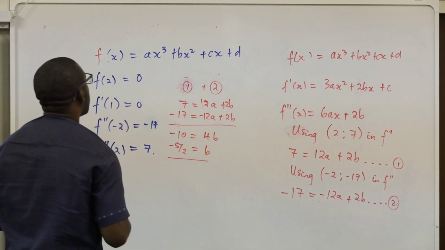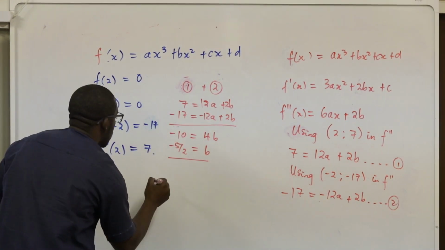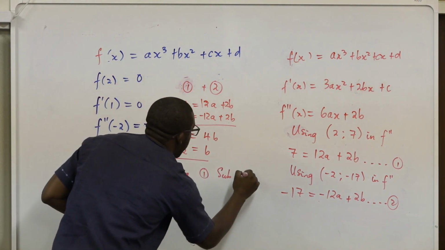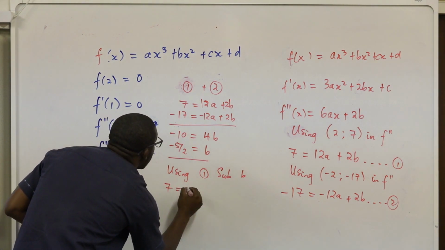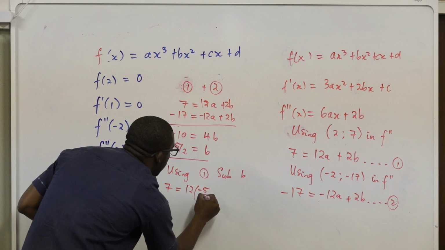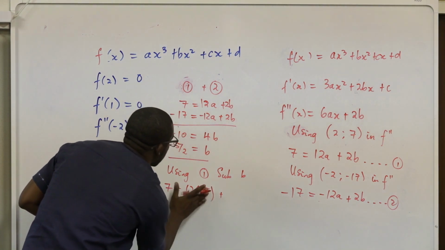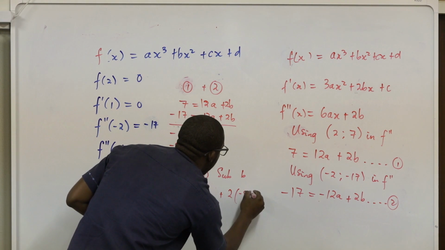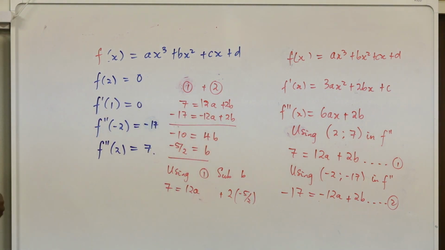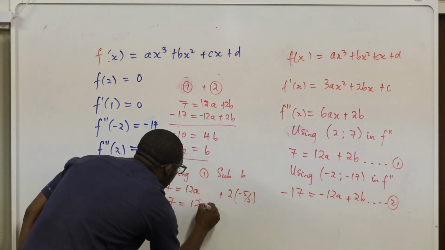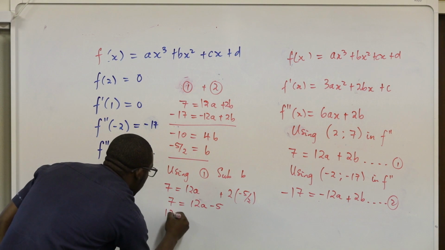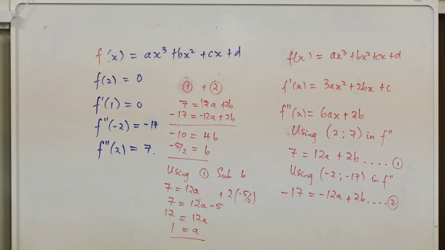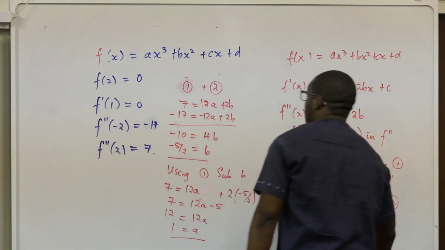Once I get b, I'm in a position to get a by merely substituting in one of those two. So using equation number 1, substituting b, 7 is equal to 12 multiplied by a, plus 2 times minus 5 over 2. This means 7 is equal to 12a minus 5, so 12 is equal to 12a. A is equal to 1. Now I know b and a.